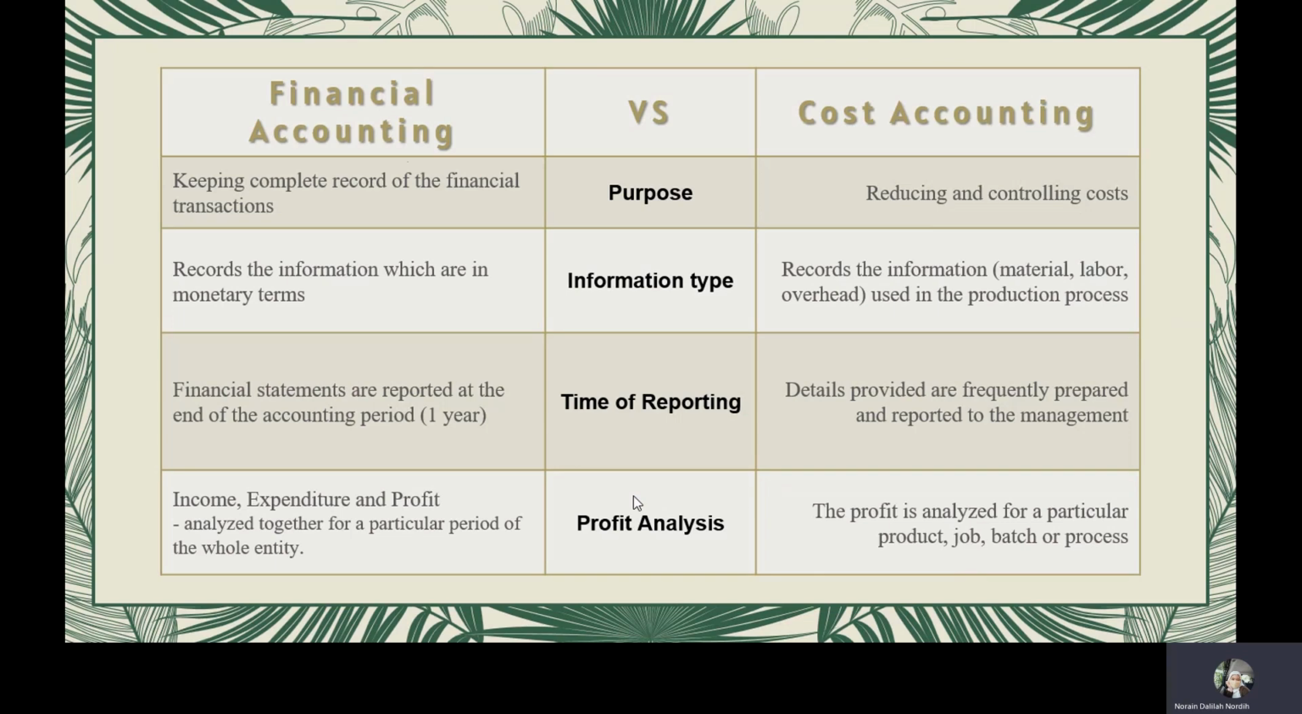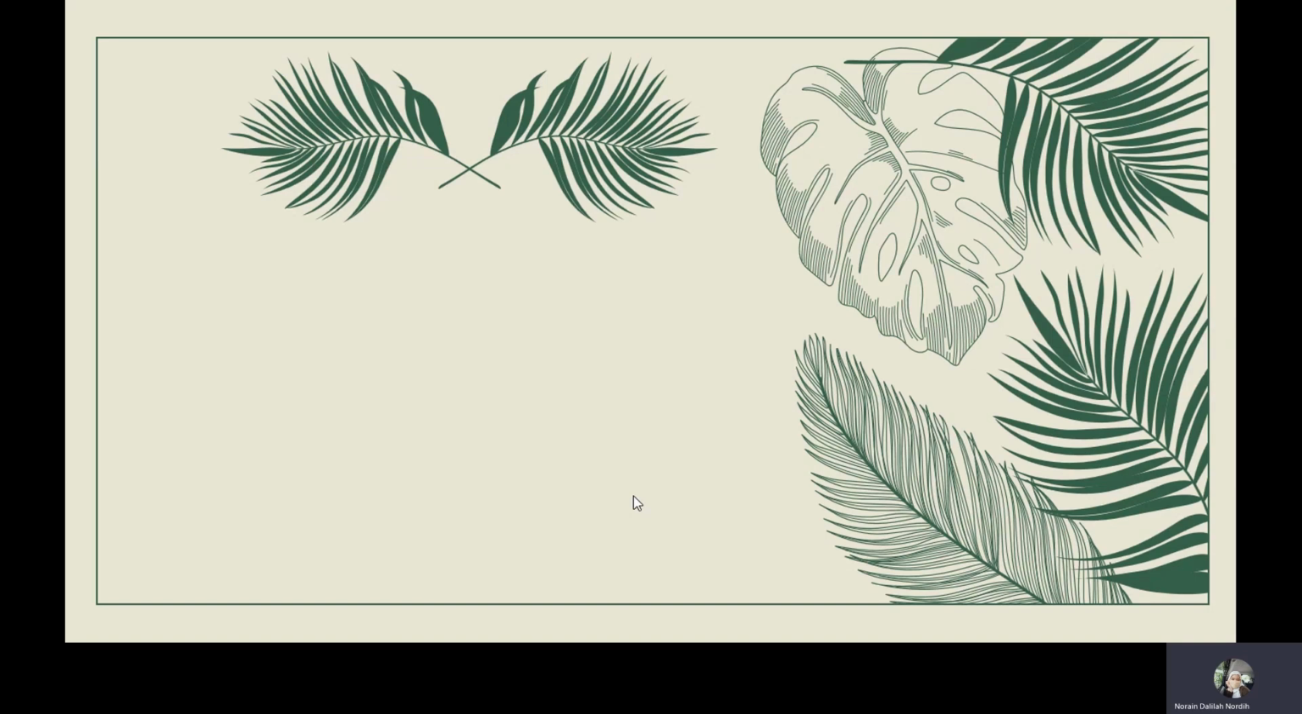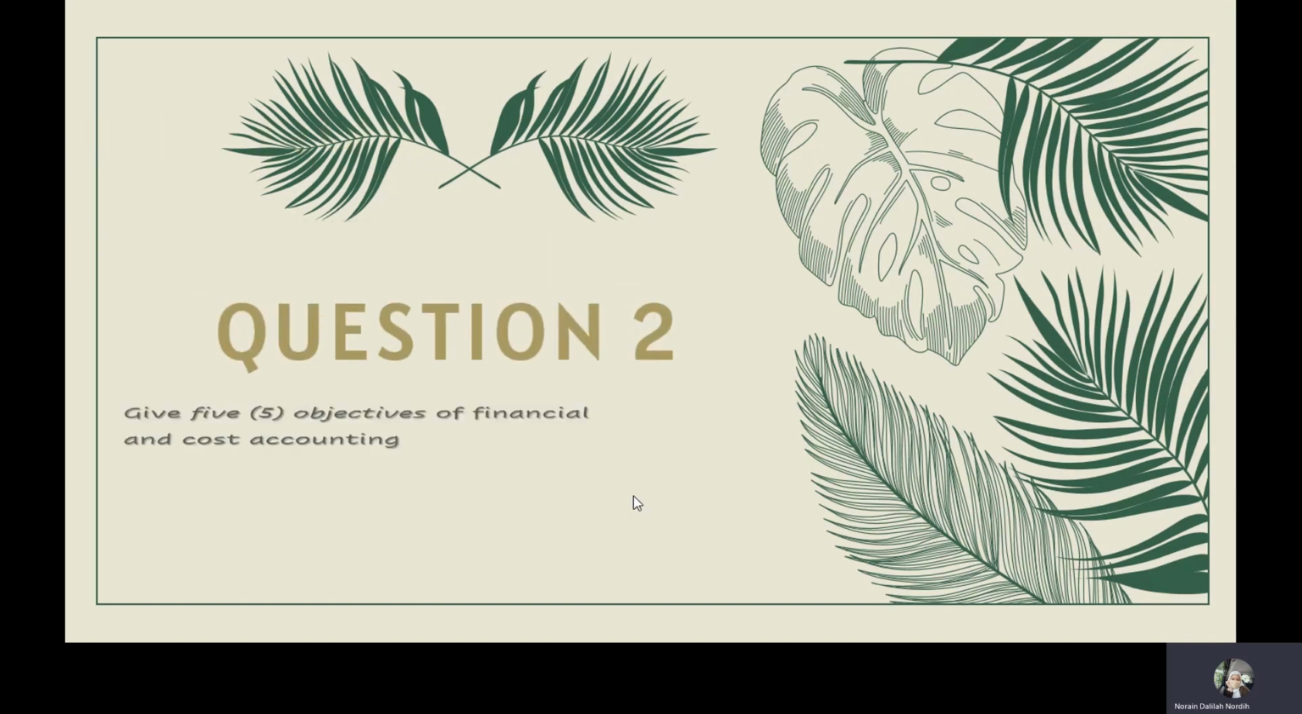And next, we will move to question 2. For this question, the task is to give 5 objectives of financial and cost accounting.